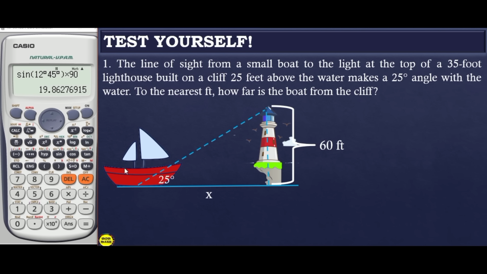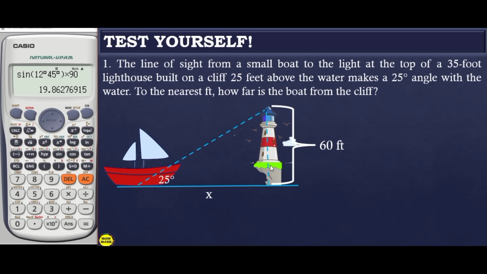So, ito yung boat. Okay? So, from here daw po, ito yung top ng ating lighthouse. Ito yung lighthouse. So, ito po, naka-form siya ng 25-degree angle with the water. So, ibig sabihin, ito yun, with the water. So, ilalim ng boat at ilalim ng tower. Ngayon, dun sa tower mo, meron pa siyang cliff, hindi siya basta nandun kagad sa water. So, meron siyang cliff, which is 25 feet above the water.